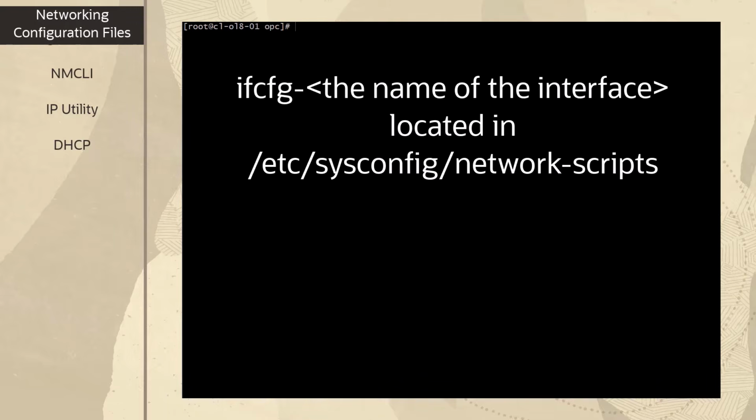Each physical network device has an associated configuration file named ifcfg- and the name of the interface, located in the /etc/sysconfig/network-scripts directory. Let's run the ls command to locate the file on our system. In this case, it is ifcfg-ens3. This naming scheme automatically assigns interface names that are predictable and ensures that the names persist across system reboots, hardware reconfiguration, and updates to device drivers and the kernel.